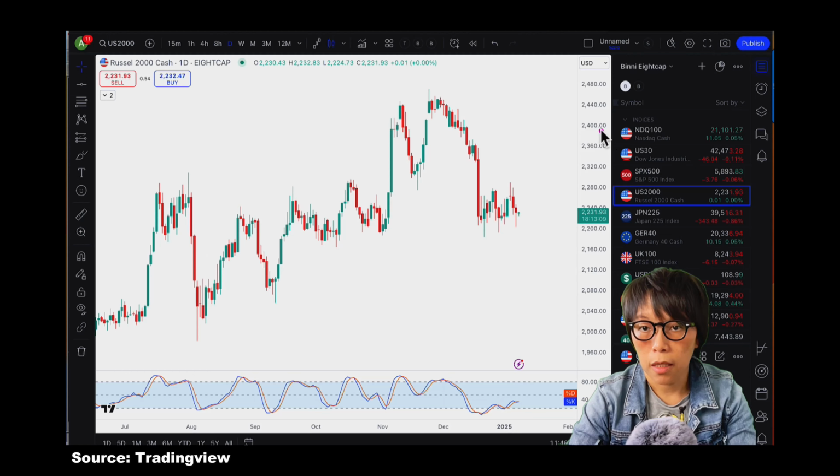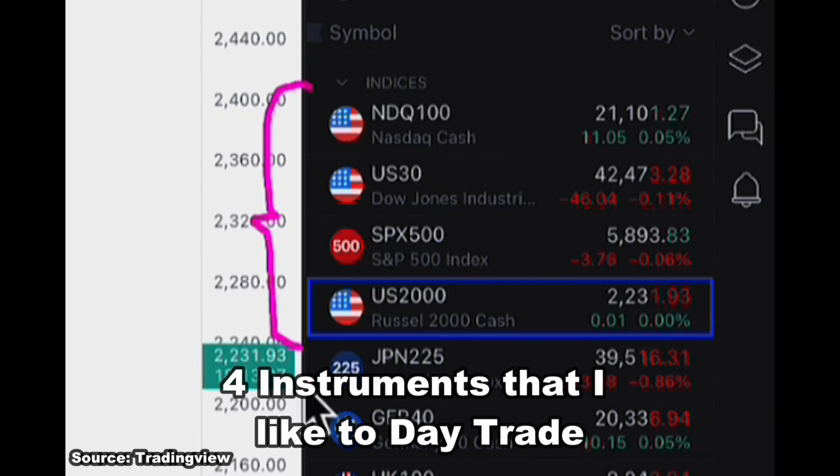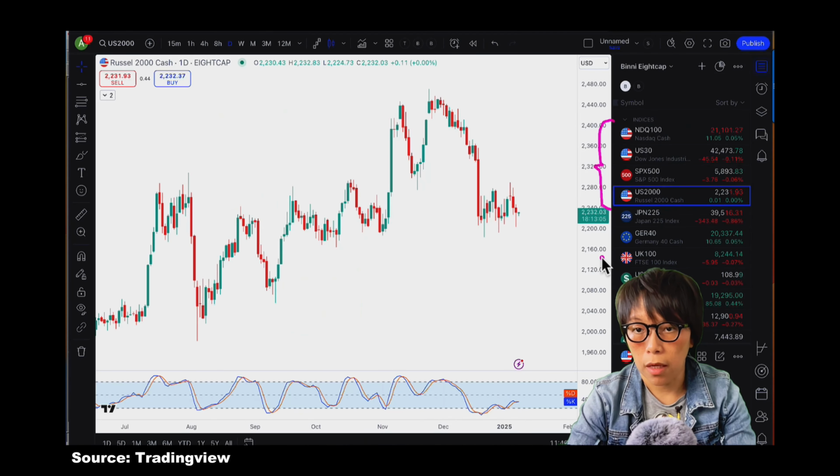On the right side, these are the 4 instruments that I like to day trade. They are the indexes: the Nasdaq, the Dow Jones, S&P 500, as well as the Russell.